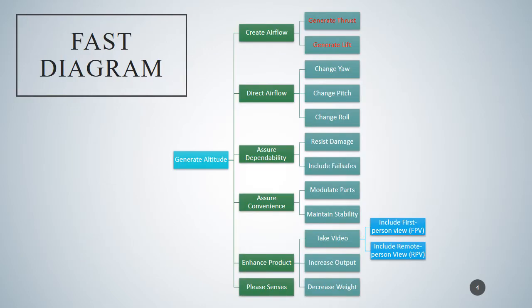Now looking at the FAST diagram, we can see that the main function or objective of the quadcopter is to generate altitude. This is done by looking at the two things as shown, create airflow as well as direct airflow. Also, a very wide variety of other functions are also provided in this diagram.